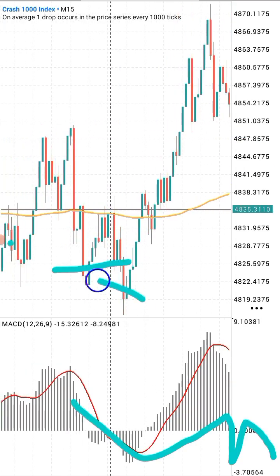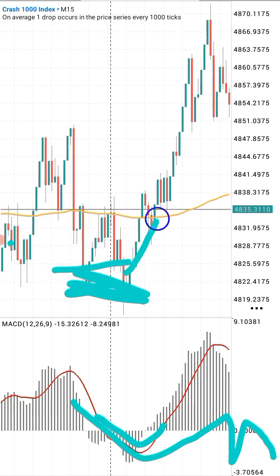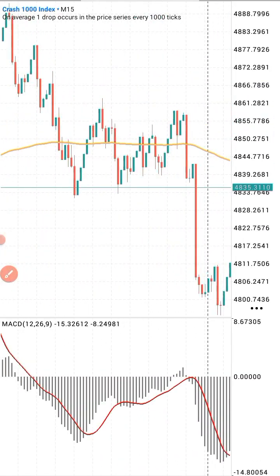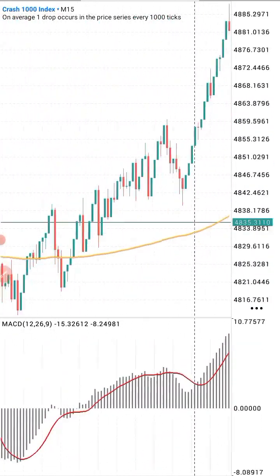For example, this is our area of support. Look at what happened here. You all enjoy this trade because it has gone far. That is the power of support and resistance combining with the 200 moving average. See it? Okay, look at this particular place.